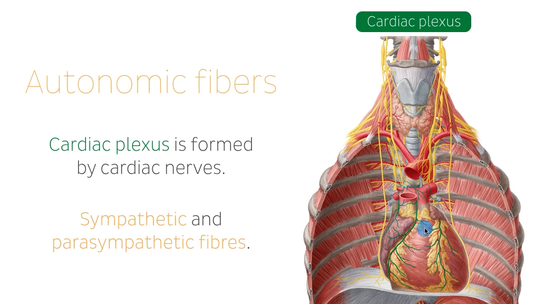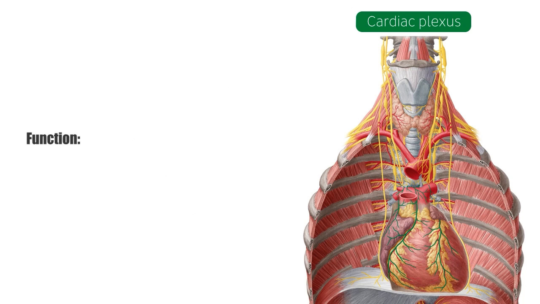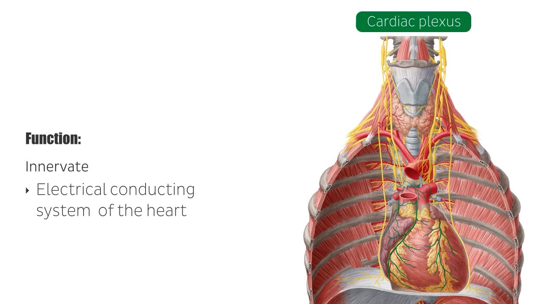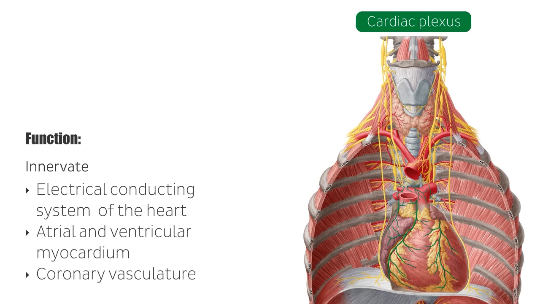As for function, the nerve fibers from the cardiac plexus function to innervate the electrical conducting system of the heart, also the atrial and ventricular myocardium, as well as the coronary vasculature. As I mentioned earlier, the cardiac plexus is made up of both sympathetic and parasympathetic fibers.